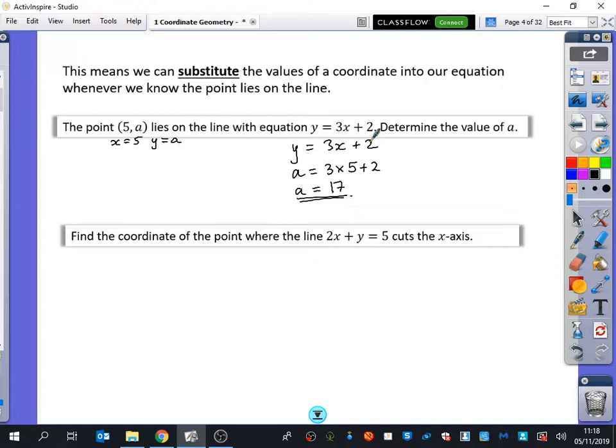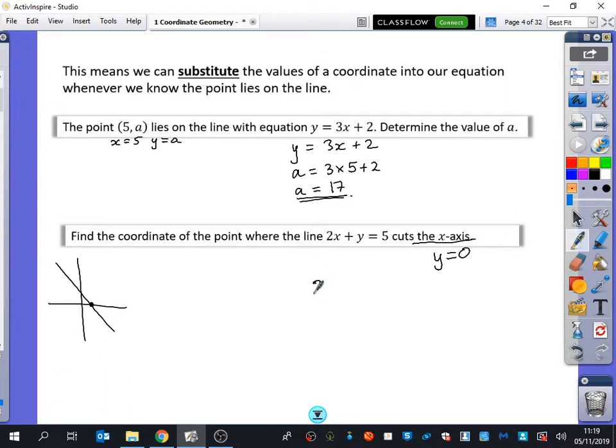The second example that we've got, it says find the coordinates of the point where the line 2x plus y equals 5 cuts the x-axis. So this isn't going to be a sketch of that particular line, but if we're just thinking about where a line crosses the x-axis, what do you know when something crosses the x-axis? Y equals 0, and that's the main mistake that people usually make. So when it cuts the x-axis, y equals 0. So all we're going to now say is that y is equal to 0.